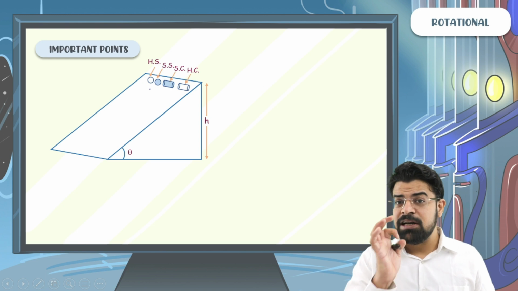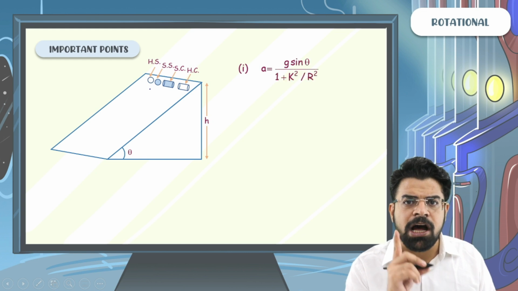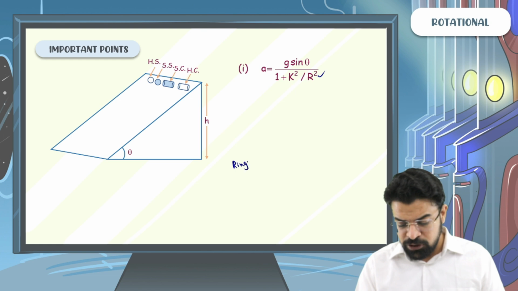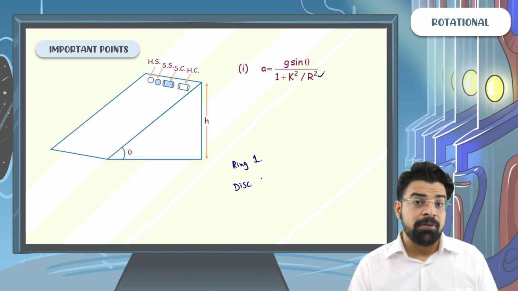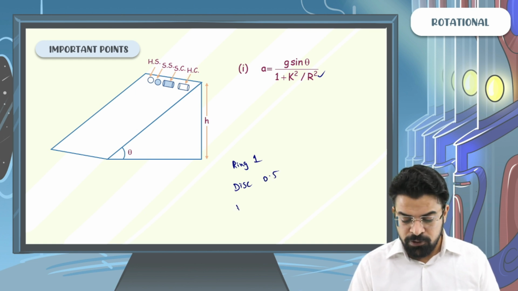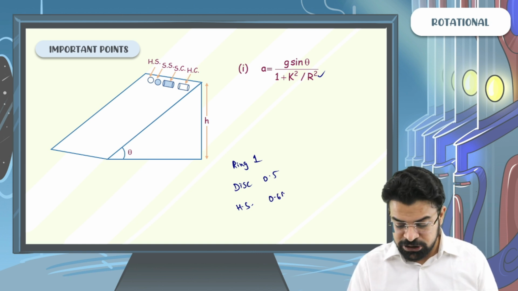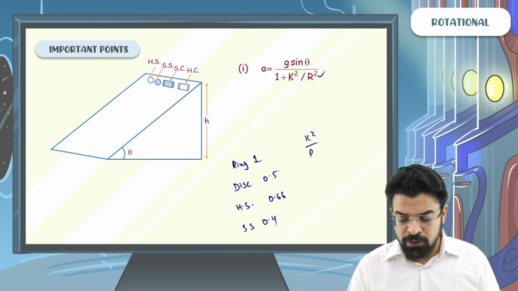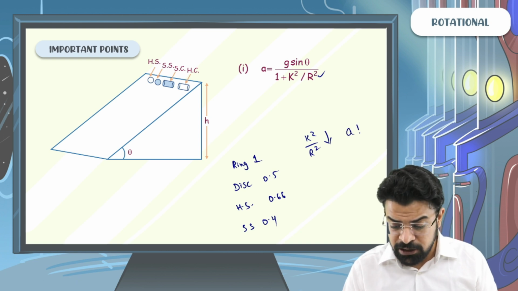But if there is sufficient friction that all the bodies roll, then we have just learned that the acceleration will be g sin theta upon 1 plus k square by r square. Now for a ring and hollow cylinder, the value of k square by r square is 1. For a disk, the value of k square by r square is half, that is 0.5. For a hollow sphere, the value of k square by r square is 2 by 3, which can be taken as 0.66. And for a solid sphere, the value of k square by r square is 2 by 5, which is 0.4. Now you will say the lower the value of k square by r square, the higher will be the acceleration.